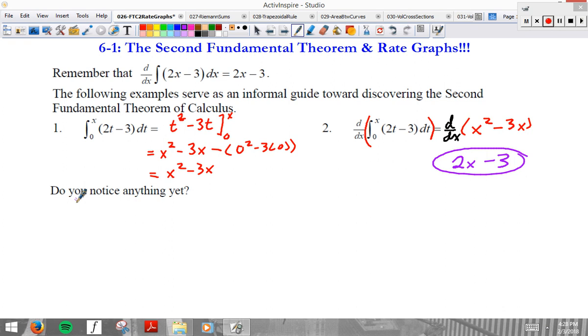So they prompt us with the question, do we notice anything yet? Well, what I might notice, and you should pause the video to maybe think about this first, if you haven't thought about it, is that my integrand almost matches my answer. Here we had an exact match up at the top from lesson 5-4. Here we have an almost match, with the key difference being that we have replaced t with x. So let's try another example.